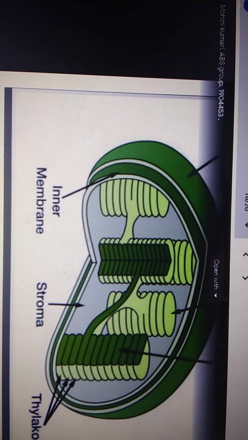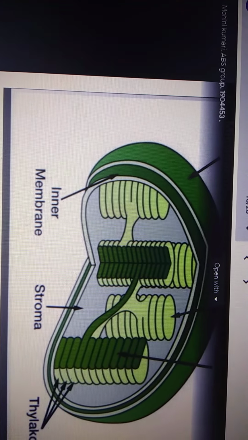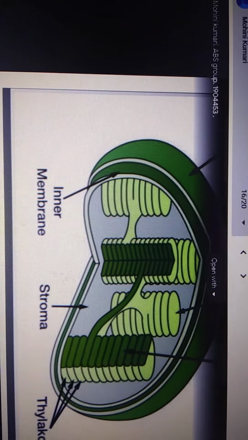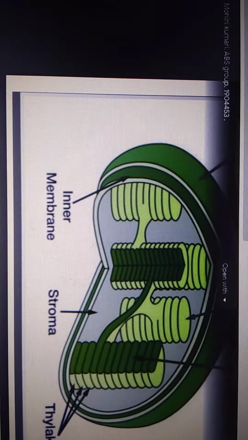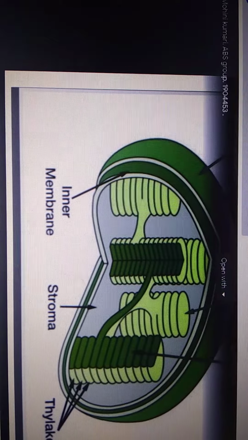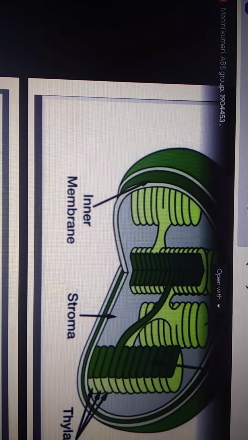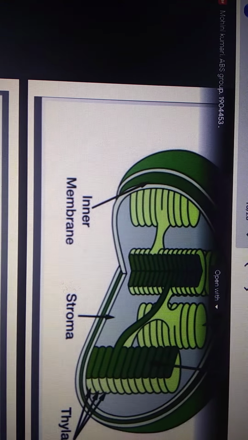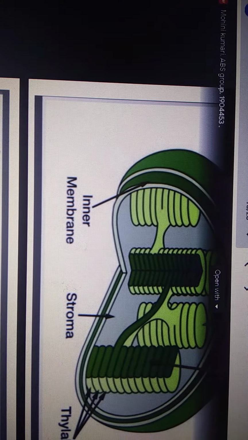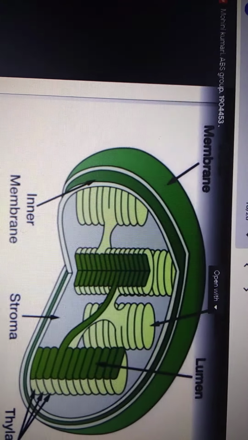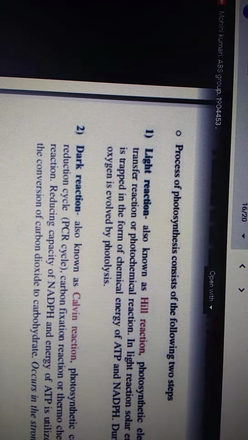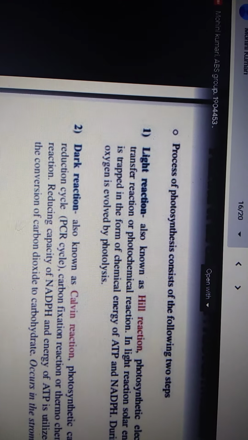Lumen is very important as far as photosynthesis is concerned, because in the electron transport chain, hydrogen ions are pumped inside the lumen, and during this process a proton gradient is formed. In stroma, hydrogen ions are fewer. In lumen, hydrogen ions are more. This proton gradient is utilized to form ATP by the ATP synthase enzyme, which is an enzyme complex.